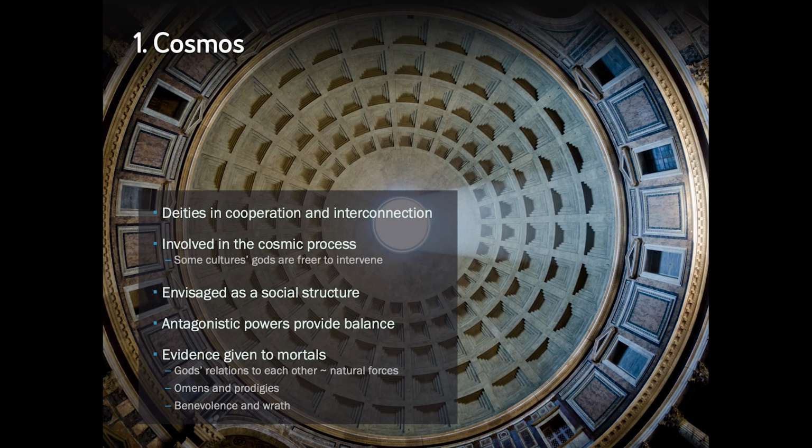So the cosmos, another Greek word, describes the sort of chaos of the world beyond what is known, beyond what is experienced by mortals.